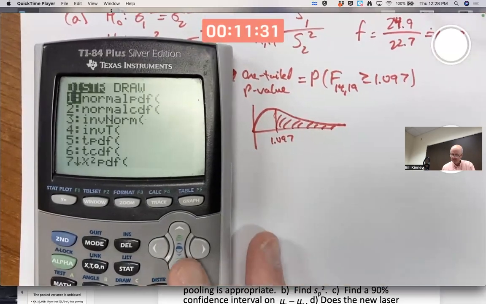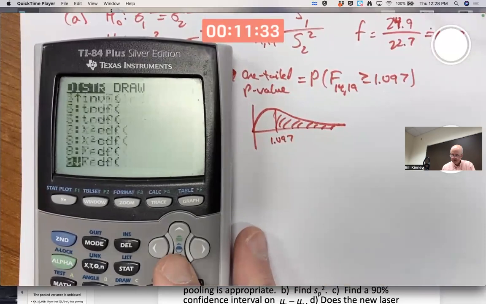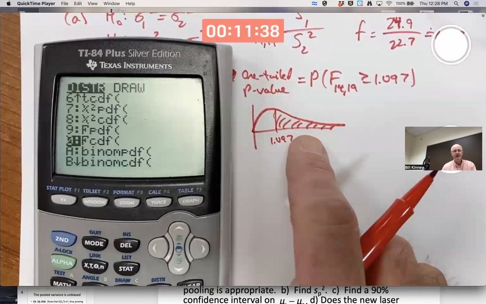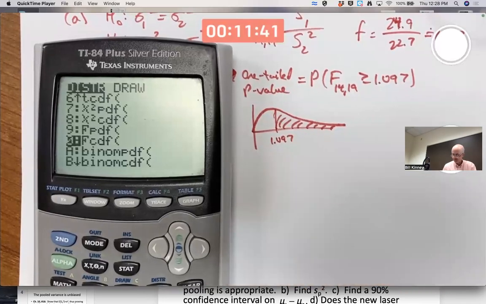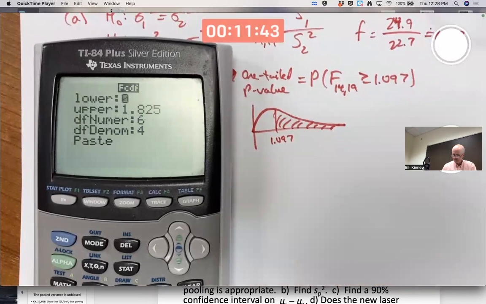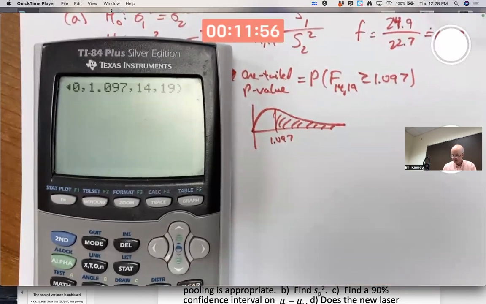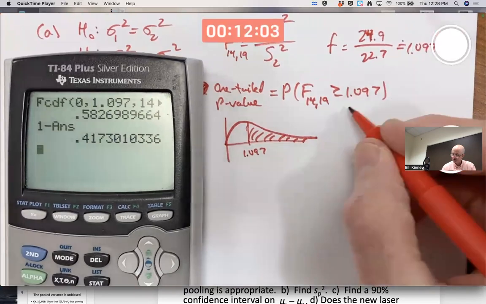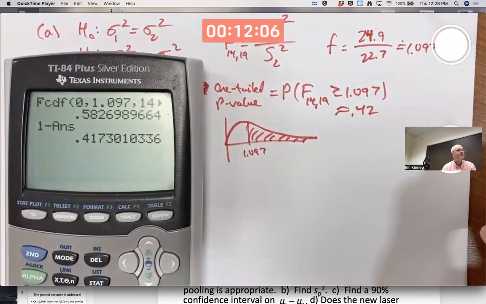Go to your distribution menu. Go down to FCDF. That'll calculate an area to the left. We want an area to the right. Put a 1.097 here. 14 degrees of freedom for the numerator. 19 degrees of freedom for the denominator. This should be slightly bigger than 0.5. 0.583. 1 minus that is the one-tailed p-value we're after. This is approximately then 0.42, say.